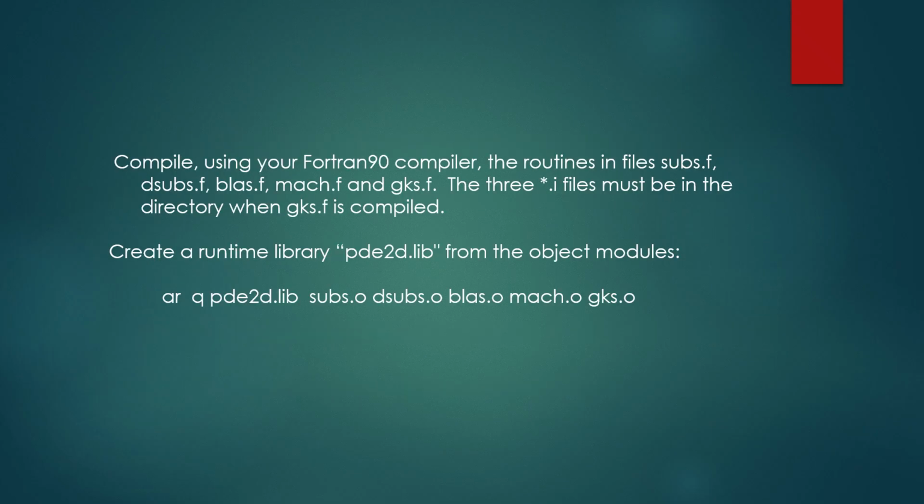The source code README file is designed for Unix systems, so most of it can be ignored. The only files you will need from pd2d.96.zip are these 5 Fortran files and the 3 include files. Compile these 5 files with the include files in the same directory, and then link them into a new library, pd2d.lib.